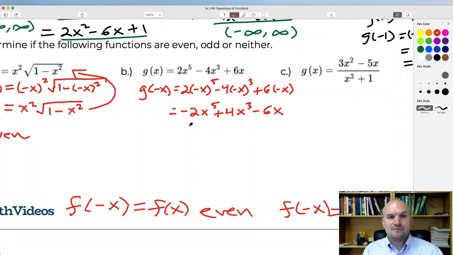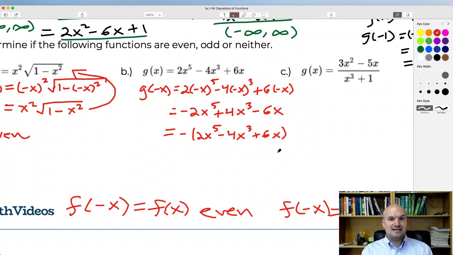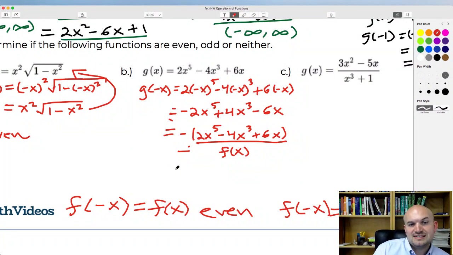Okay? Now, sometimes you might see that this is the opposite: positive, negative, negative, positive, positive, negative. What I like to do is represent it by factoring out a negative. So therefore, you'd have 2x to the 5th minus 4x cubed plus 6x. And now what you can see is this right here is f of x, and that's being multiplied by a negative. So you're taking the opposite of the function. So therefore, this is an odd function.